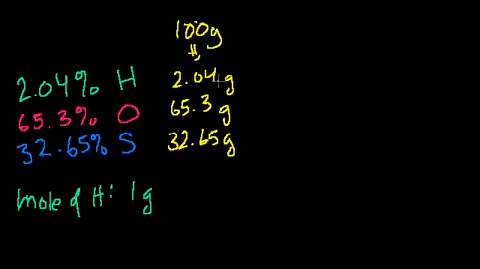So if we have 2.04 grams of hydrogen, how many moles of hydrogen do we have? Well, 1 mole is 1 gram, so we have 2.04 moles of hydrogen. Notice, this said what the mass of the hydrogen is. This tells us how many hydrogen atoms we have. Remember, this is 2.04 times 6.02 times 10 to the 23 hydrogen atoms. So 1 mole of hydrogen, there you go.